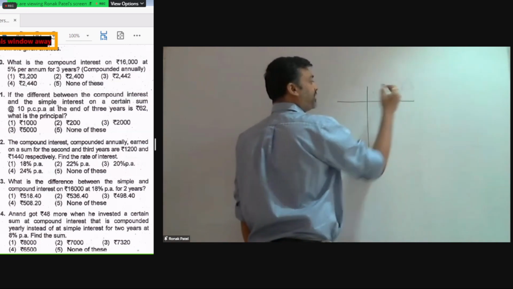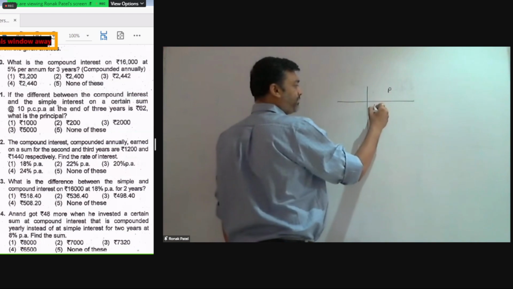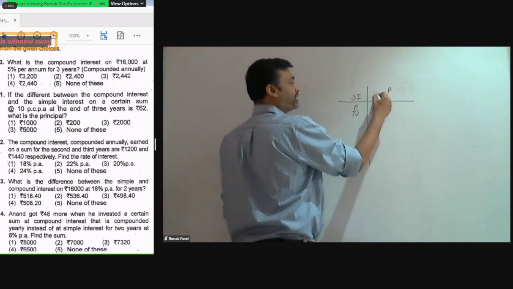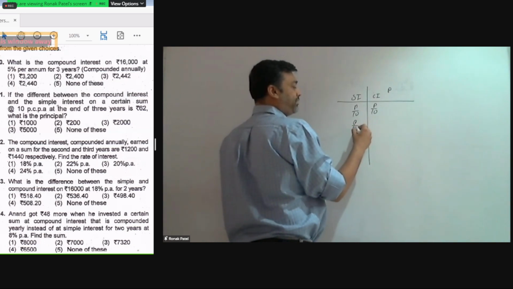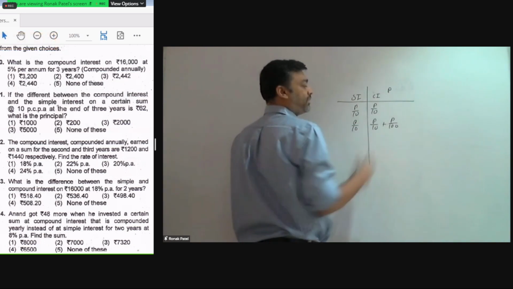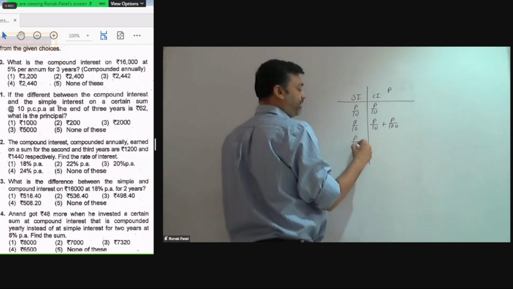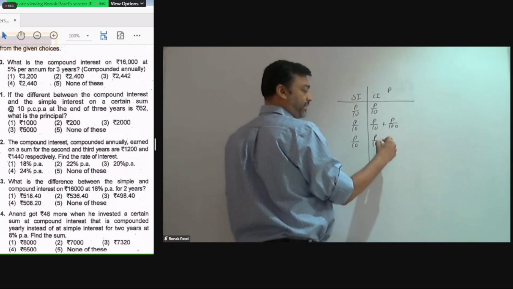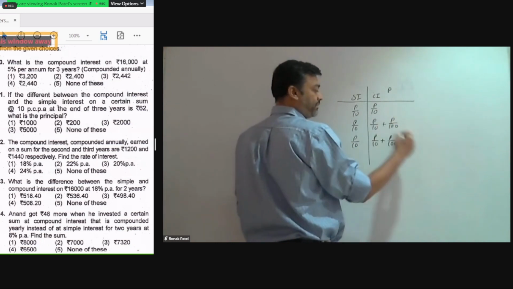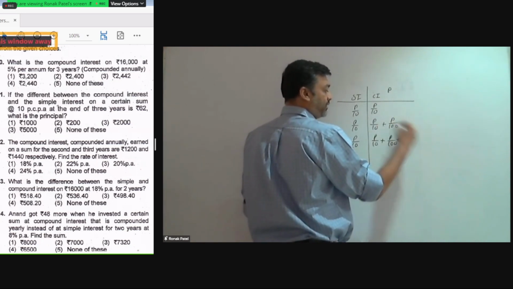Let the principal be P. 10% we can say is P by 10. So first year both simple interest and compound interest is P by 10. Second year this will be P by 10, same, but on this I'm getting 10% more. Third year this will be P by 10, but on principal P by 10, but on this one 10%, and on this one 10%.